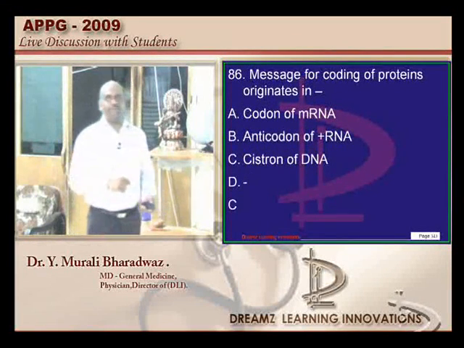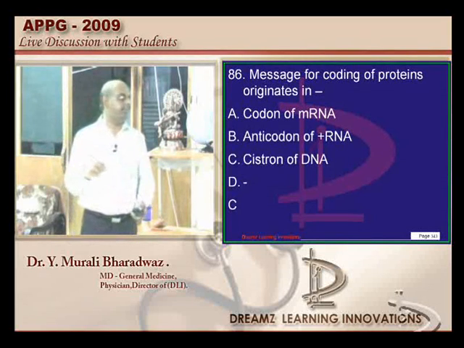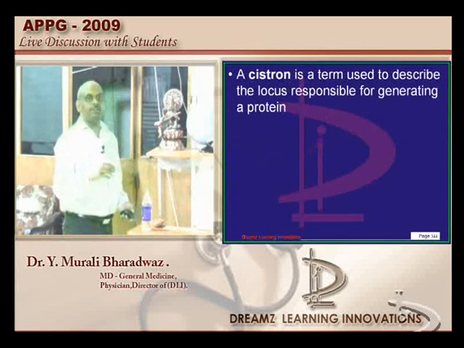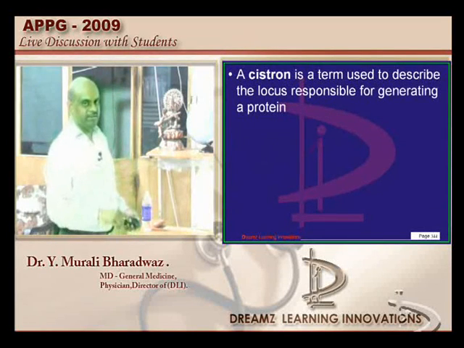Then the cistron of the DNA is the one which is coding for the proteins, for the generation of the proteins. What was the option?